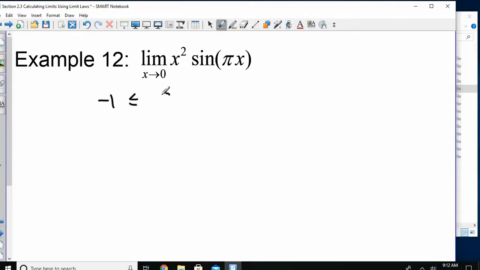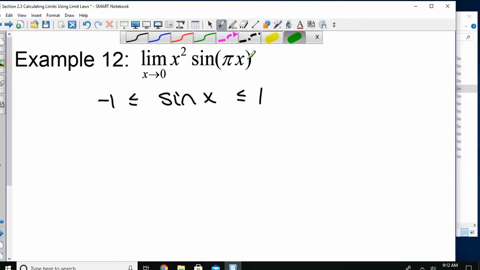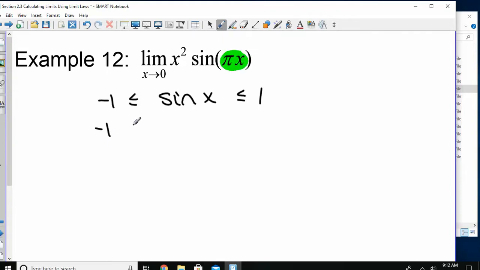-1 less than or equal to sine x less than or equal to 1. Then, working our way out, we have to change our angle to match the angle we need. That doesn't change the -1 and the 1. Then what do I need to do? Multiply by x squared.